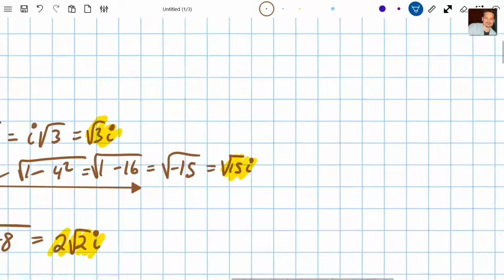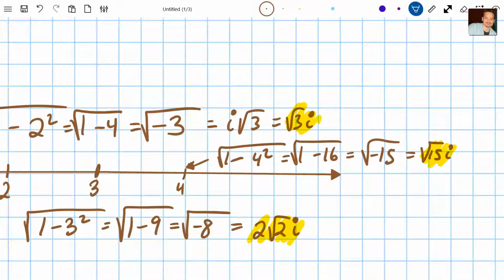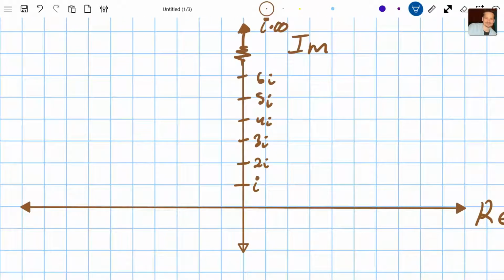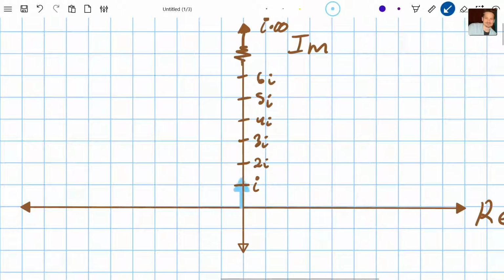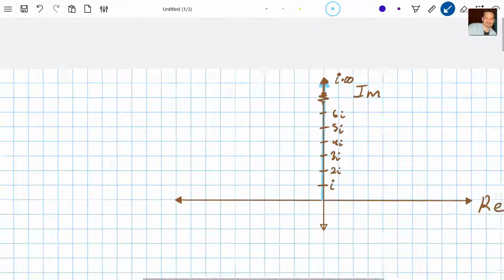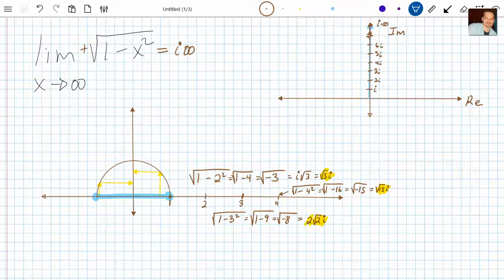If you look back at the actual calculations we did down here, first we had the square root of 3i, then we had 2 times the root of 2i, and then we had the square root of 15i. So these values are increasing. Roughly speaking, I would plot them along this vertical axis. So the point is that they're going in this direction. Let me emphasize this key point. Our values are going in this direction, like that. They're increasing. So over here, if I were to write the value of this limit, I would simply write that it's i infinity. That's the value of the limit. Let me zoom out. So that's it for this one.